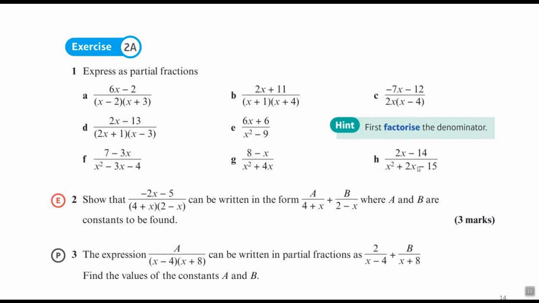So in here, look at this. It is a quadratic expression, so you need to factorize first. Then use the previous technique and split into partial fractions.